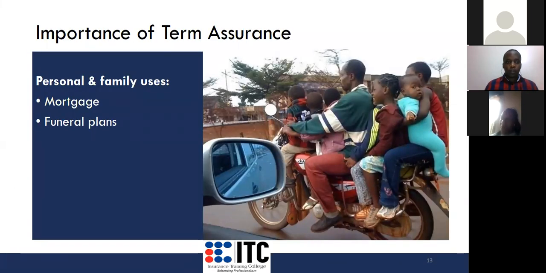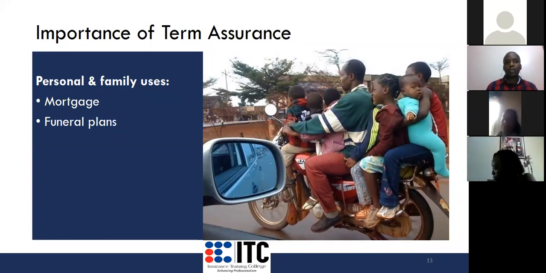So, the importance of term assurance. Term assurance can be used by families, used personally, or even used by a business. When it comes to personal and family uses, when getting a loan or a mortgage from a bank, banks usually ask for insurance. And the kind of insurance they are asking for is insurance that will pay in the event that you are unable to pay because of death. And the product that works very well for this is mortgage protection, which happens to be a term assurance product.